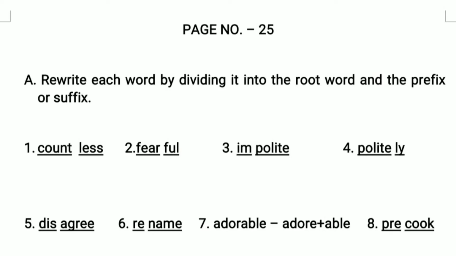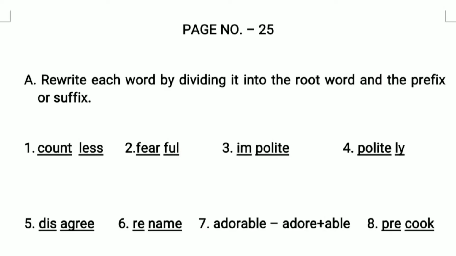Now you see children, number 7. That is what is important. Number 7, adorable. This word will change into adore, A-D-O-R-E. Adore plus able. But when we write the whole spelling of adorable, we will cancel that E and we will write only adore and able. Now look at number 8 children, precook. So this is what? Is it prefix or suffix? This is prefix. So pre and cook.